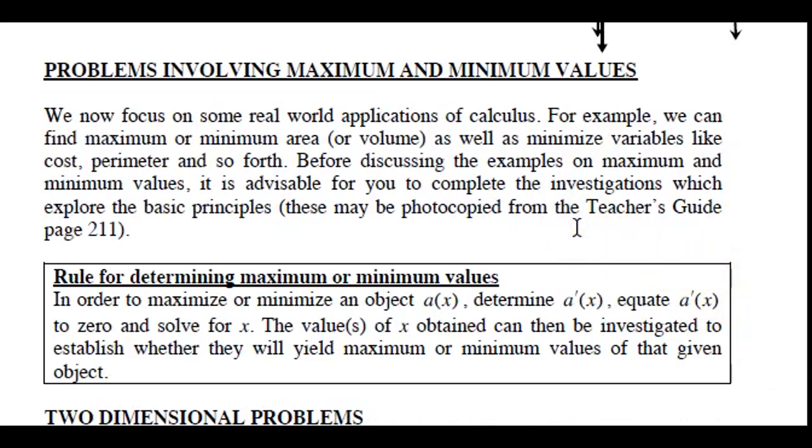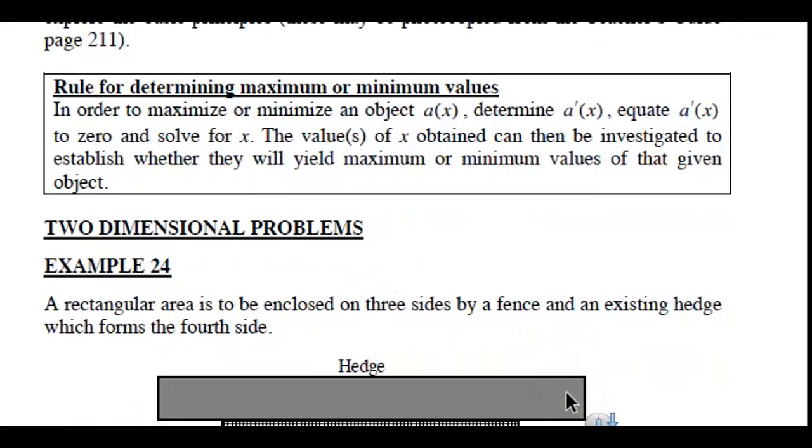So you can see it's the same thing. So for maximum minimum, they said what you must do, right? Where does it say that again? Do you see it? It says it in the square. Rule for determining the maximum minimum values. Notice, let's read it. Determine a prime x first and then equate that to 0. That is exactly the method of turning points. Okay, so you're not doing anything different.